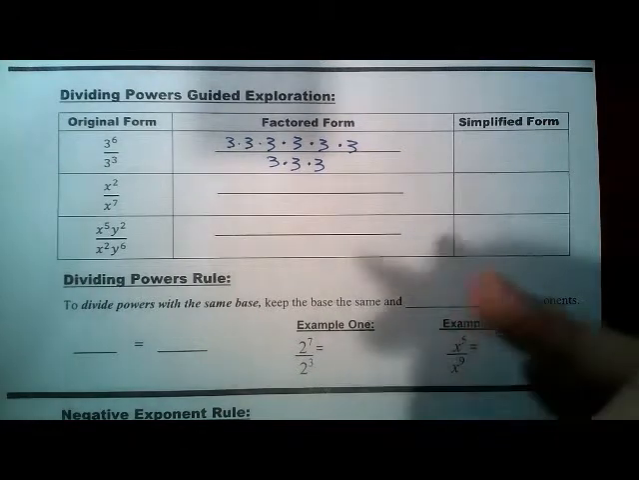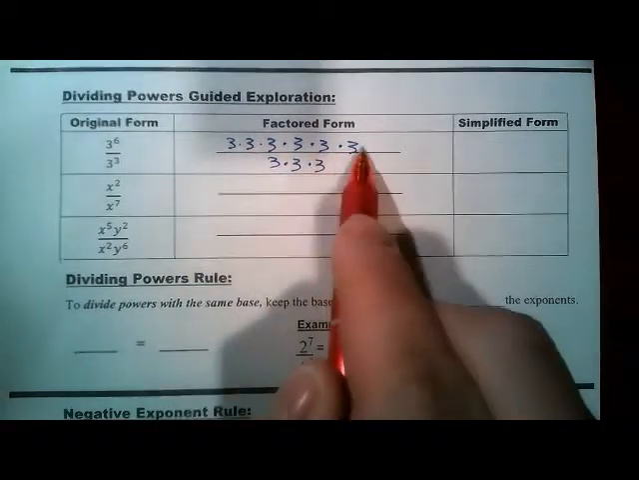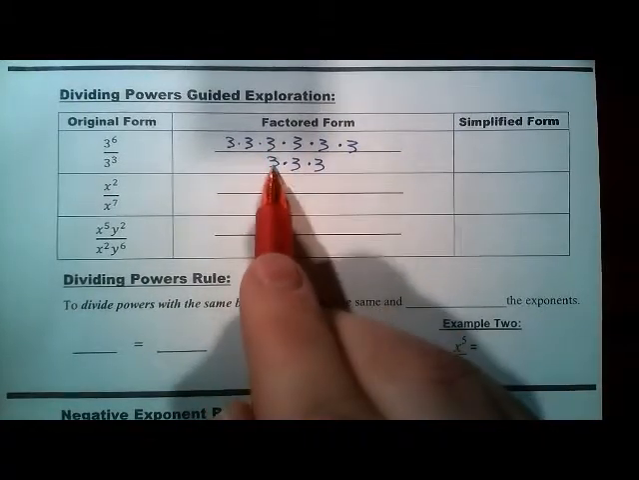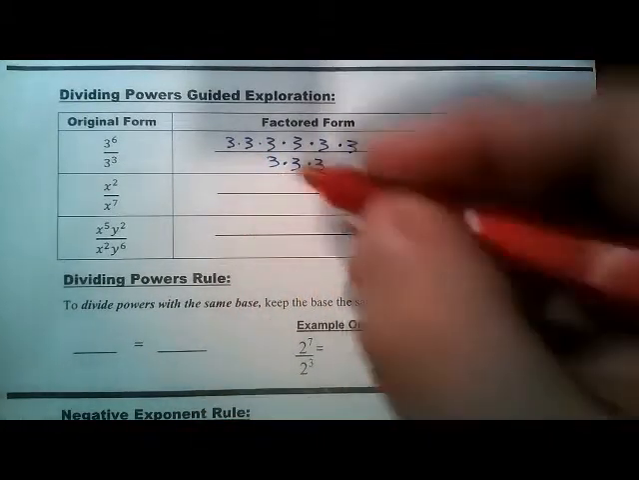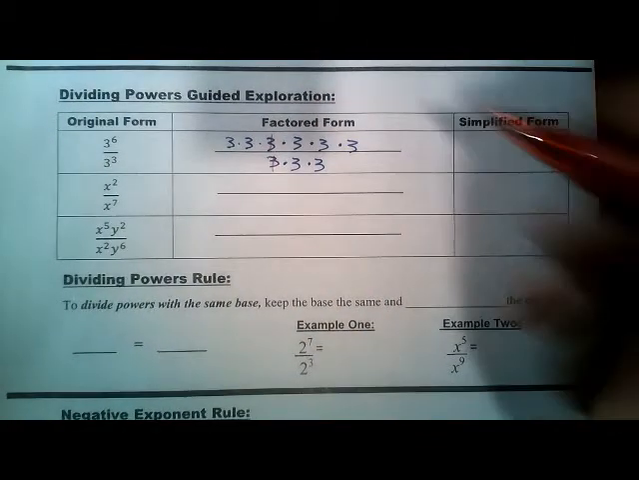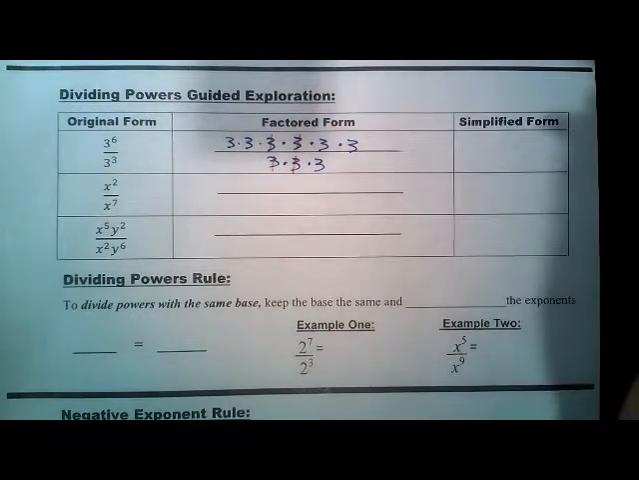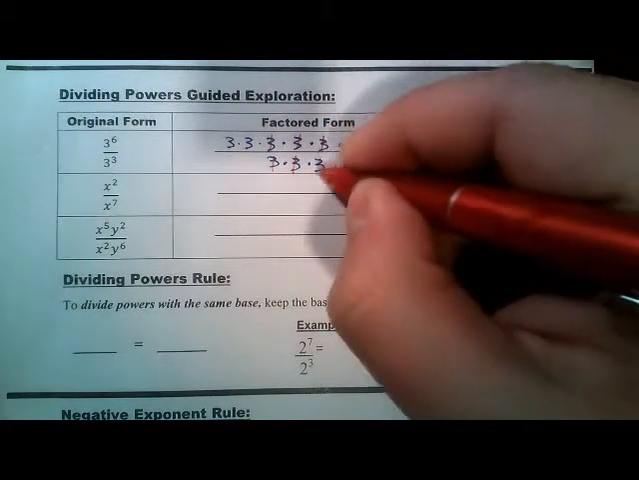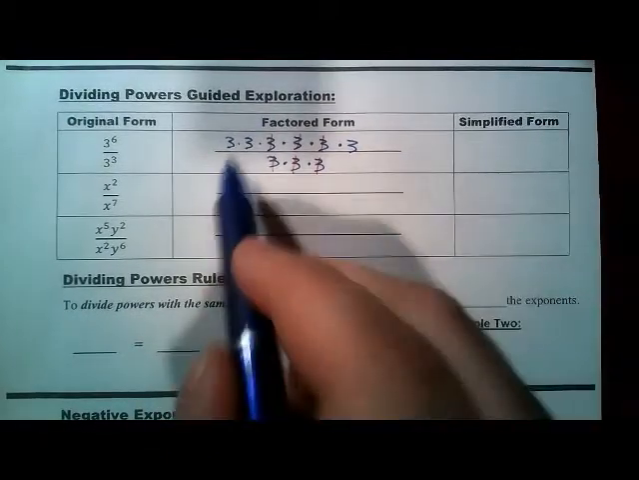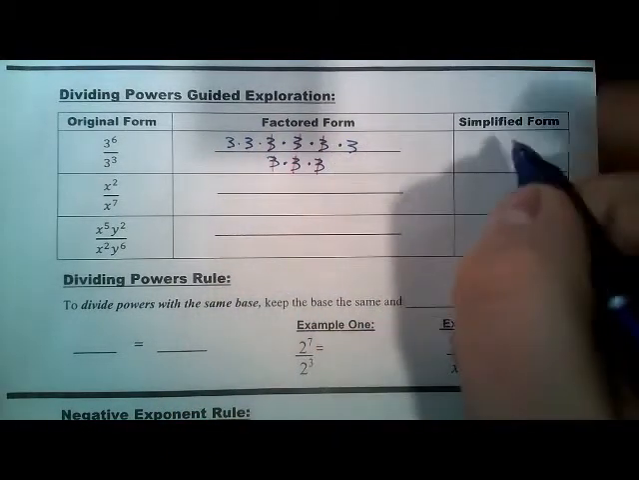So, we have all these factors of 3, right? Now what is 3 divided by 3? It's 1. So really, this 3 and this 3 are going to cancel each other out. This one and this one. So what do I have left? Well, that's 3 to the 3rd.